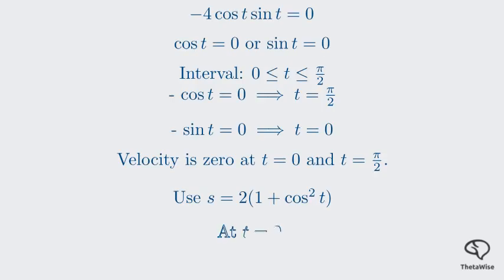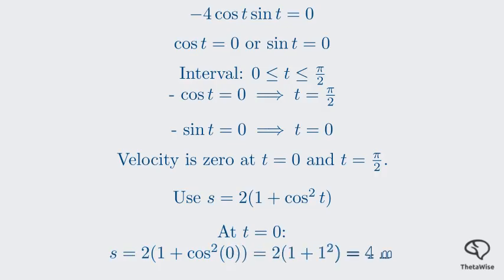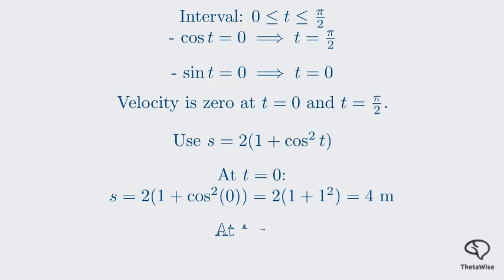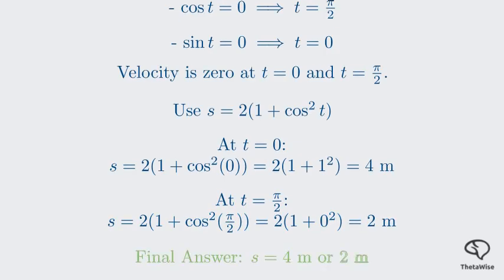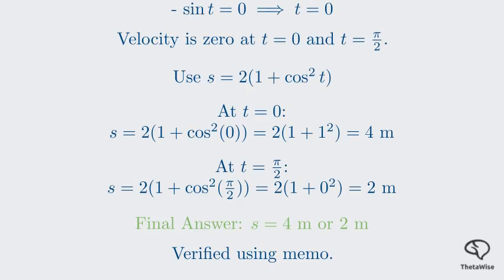At t equals 0, s equals 2 times 1 plus cosine squared of 0. Cosine of 0 is 1, so this is 2 times 2, which is 4 meters. At t equals pi over 2, s equals 2 times 1 plus cosine squared of pi over 2. Cosine of pi over 2 is 0, so this is 2 times 1, which is 2 meters. So when the velocity is 0, the position of the particle is either 4 meters or 2 meters. The memo confirms our findings. Verified.